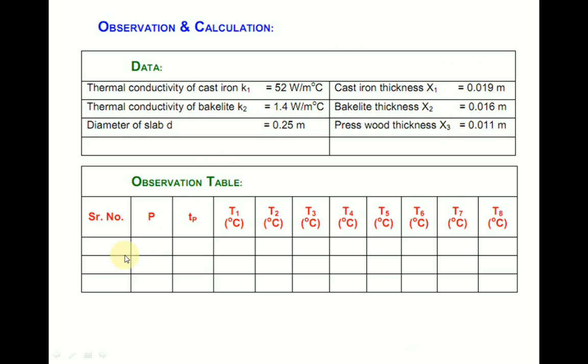Now this is the observation table. Here P is the number of pulses, then TP is the time required for the pulses, then T1 to T8 are the temperatures. That has already been explained. Those values we need to write over here.